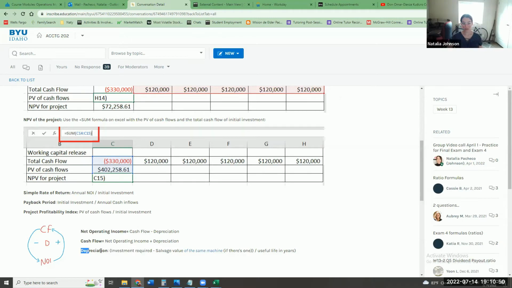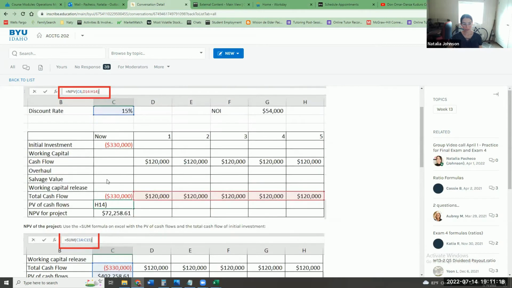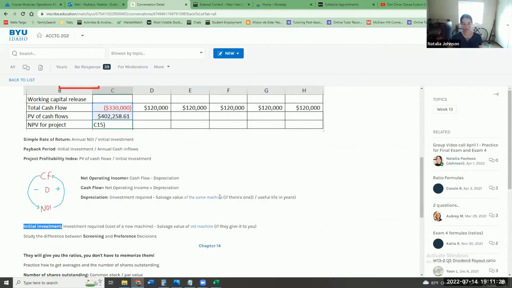And so they will either give you a net operating income, like an income cash flow, where it will give the depreciation already. If not, this is what you do. But you only subtract the salvage value of the same machine, not the old machine. The only thing that the old machine affects is the initial investment. Because as we just said, the salvage value of the old machine, we added here, so it will change the total investment. So salvage value of the new machine affects depreciation. Salvage value of an old machine affects initial investment.